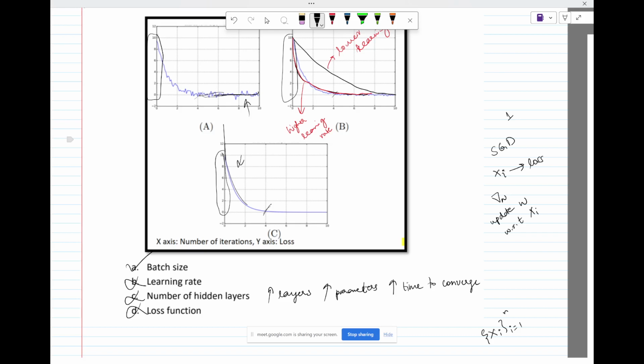because we are seeing the effect of changing batch size. If you are using the entire training data, then it will be smoother. If you decrease the batch size, you will have more jitter. If you keep decreasing it more, then the jitter will increase.